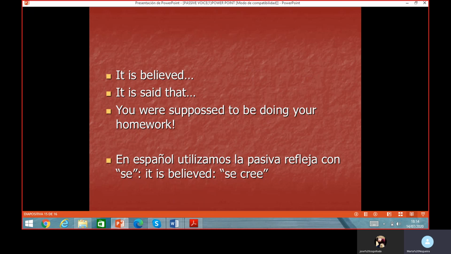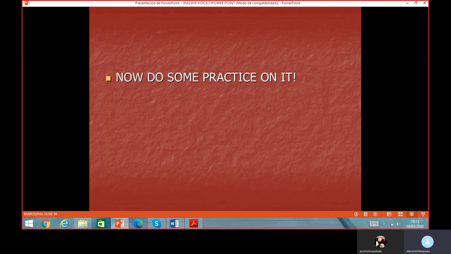This is very, very easy to introduce because you can include something in the speaking, something in the writing part, and that's it. But you have to be familiar with this structure just in case it is in the grammatical part of the exam. And that's it. I don't know if you have some doubts, but we are going to do some practice on it. Let's see.